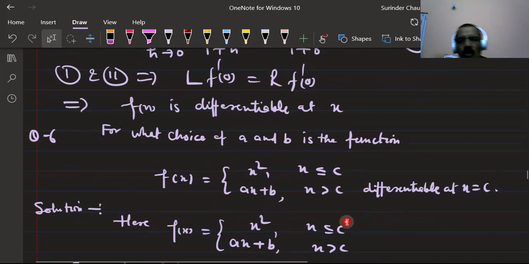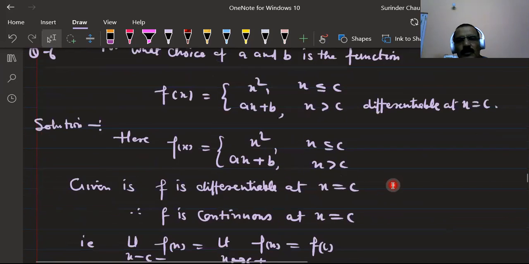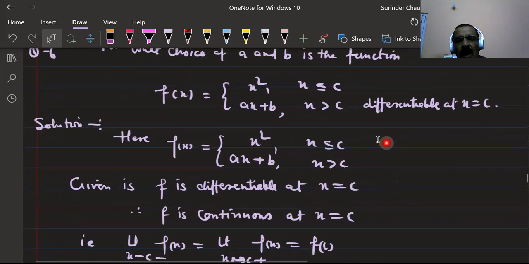So we need differentiability at c. This is a somewhat technical problem. We have two unknowns, and in order to solve for two unknowns we must have two equations. So we'll use the given concept that f(x) is differentiable at c.